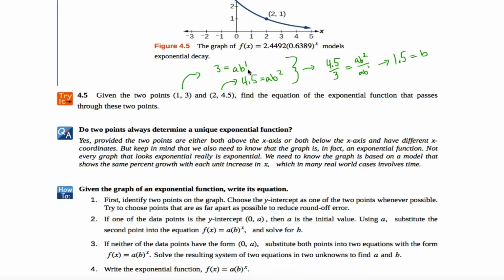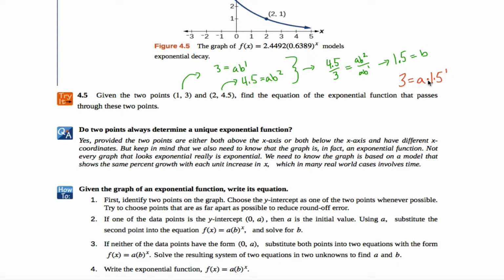I could take either of these two equations, this one looks easier to me, I can say that 3 is equal to a times 1.5 to the first power. And yeah, you don't have to write that 1. Again, I'm just trying to keep track of everything, let you see what went where. 1.5 to the first power is just 1.